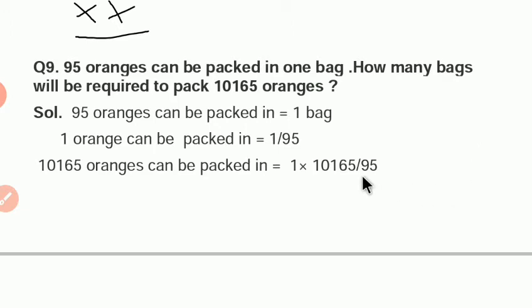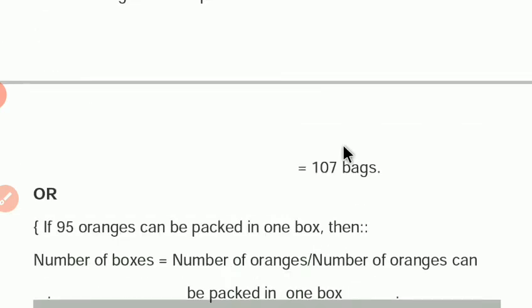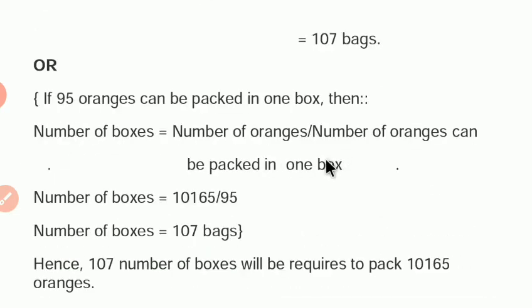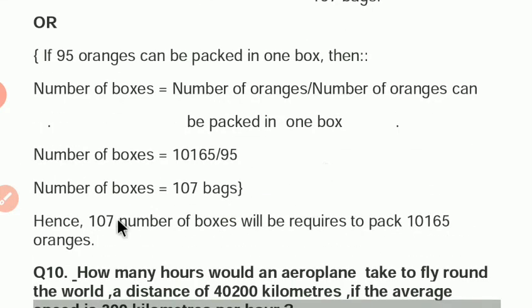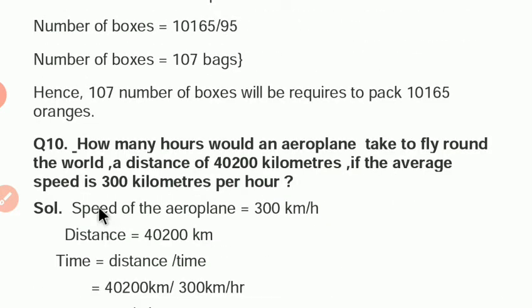In this one you have to use the unitary method. It means first you have to find for one orange, after that you have to find for 10,165 oranges. So first you have to divide, after that you have to multiply, or you can use this method also. Both are easy. So we can say that 107 boxes will be required to pack 10,165 oranges. Now the last question of our exercise.